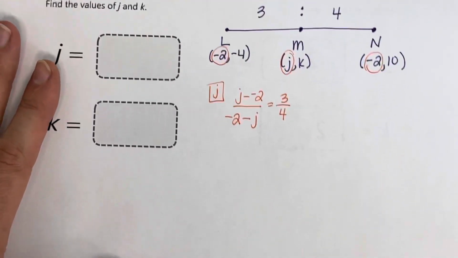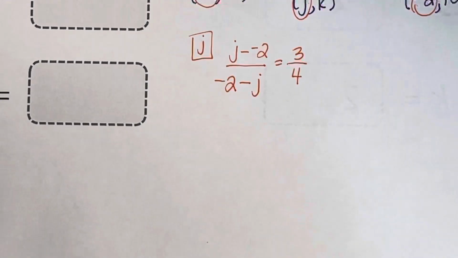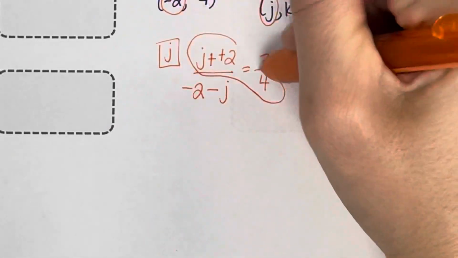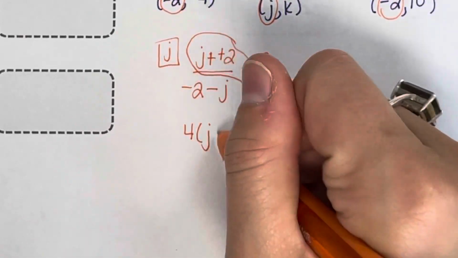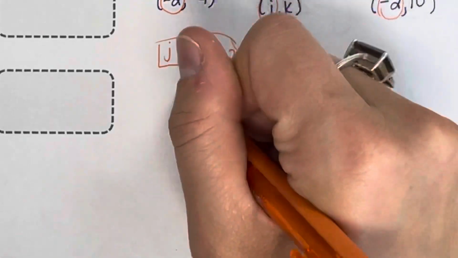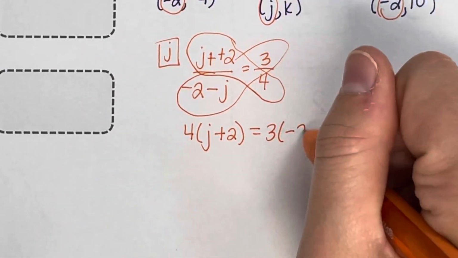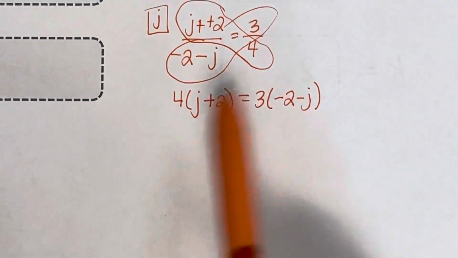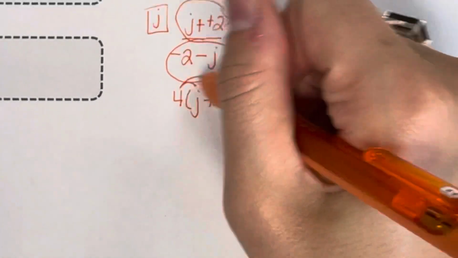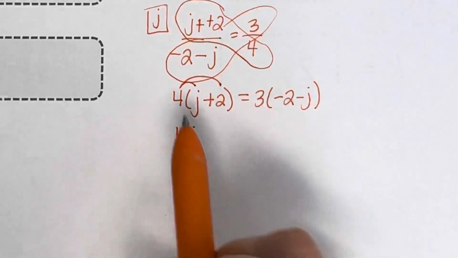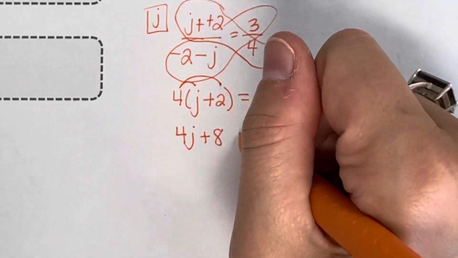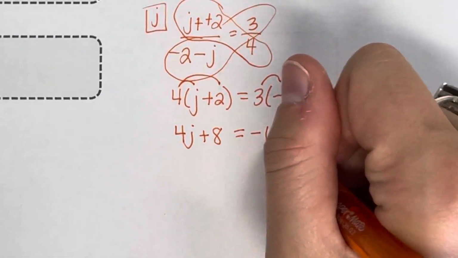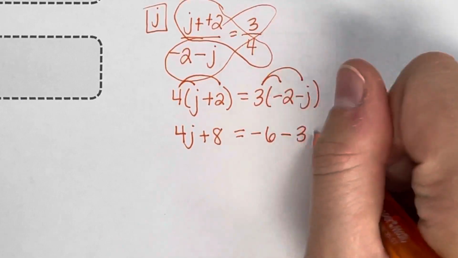Now this is just an algebraic equation I'm going to solve by doing some cross multiplication. So I'm going to get rid of minus and negative. This becomes positive, and then I just cross multiply. So it's 4 times parentheses J plus 2 equals 3 times parentheses -2 minus J. And then I just have a little bit of algebra to do. The number in front of the parentheses, I'm going to distribute. So 4 times J is 4J, 4 times 2 is +8, equals 3 times -2 is -6, and 3 times -J is -3J.